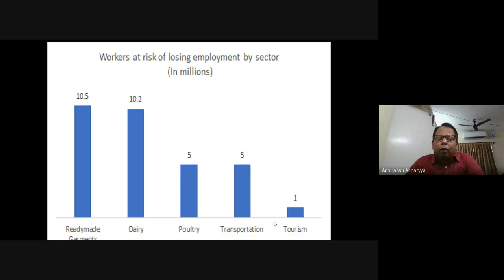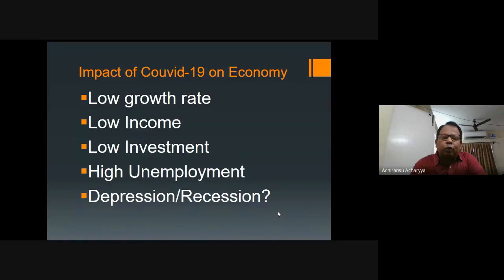Rate of job loss is at stake. So a lot of people will be losing employment, and that's very unfortunate. So, in a nutshell, if I have to talk about the impact of the COVID-19, I'm sorry, there's a spelling mistake. It should be COVID-19 on the economy.